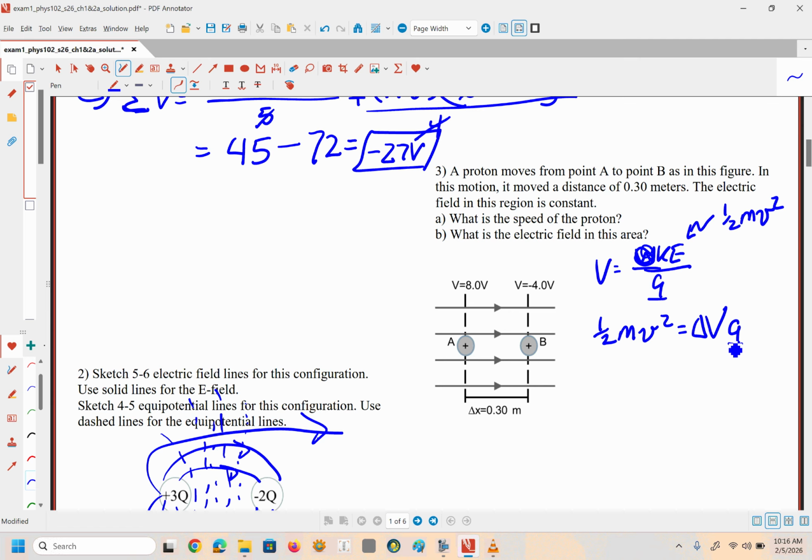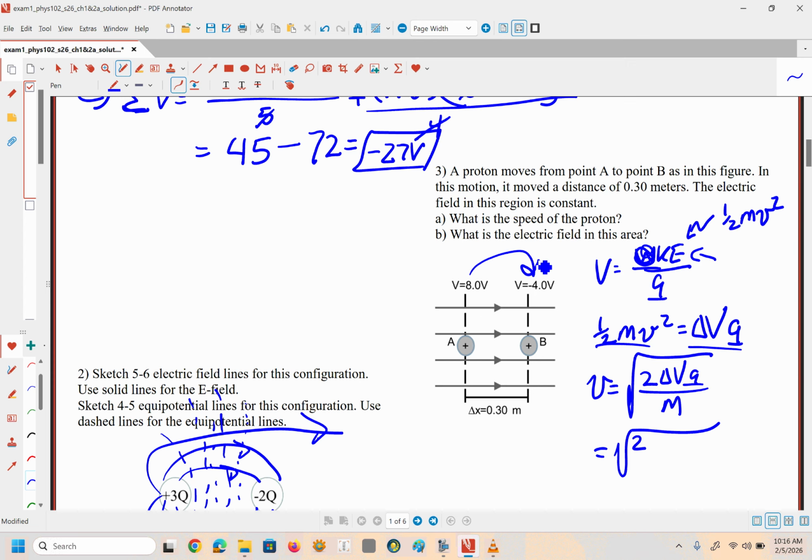And then I just want to know what is v. All I've said here is that my energy is equal to V times q. All right, just solving this equation right here for kinetic energy, then I can solve this for v. That's going to be 2 delta V q divided by m, and then the square root of that. That's going to be the square root of 2 times delta V. I'm going from 8 to -4, so that's a change of 12 volts.